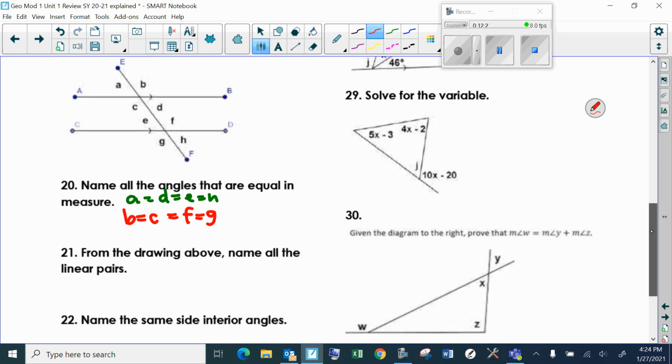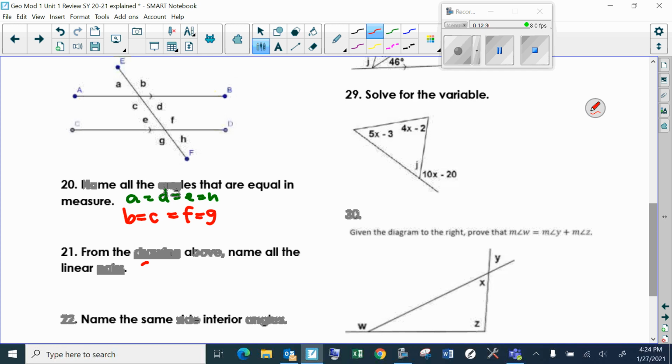Okay, so linear pairs. We got A and B, A and C. That's from A. From B, we already did B and A, so we have B and D to add to that. From D, we've already done B, so we just have C to add to that. From C, we've already covered A and D, so they're done.